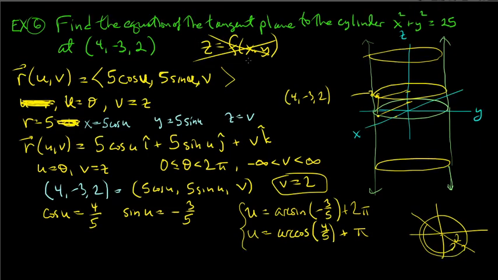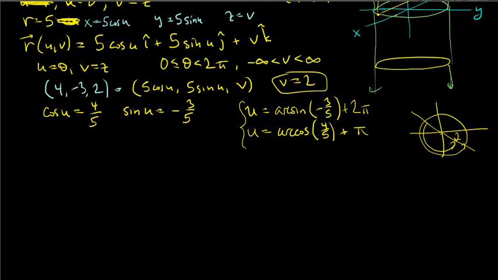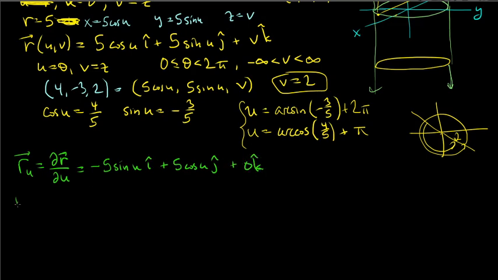Anyways, the problem was to find the equation of the tangent plane. So what do we need? We need a normal vector, right? So we need the two partial derivatives of r. Let's get r_u. Right? Remember, that's just notation for the partial of r with respect to u. And that'll be the vector negative 5 sine of u times i plus 5 cosine of u times j plus 0 times k, since v doesn't depend on u, right? And with respect to v, the partial of r with respect to v will just be 0i plus 0j plus 1k. I'll put a 1 there.